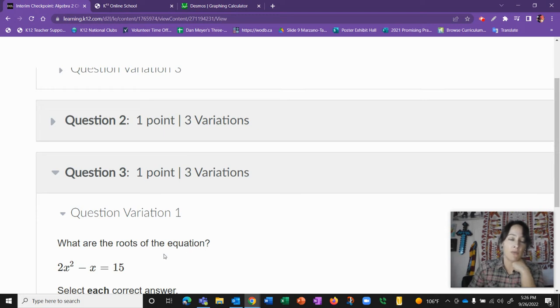Several options. You could factor. You could put it in standard form, use the quadratic formula. You could put it in standard form, remember setting it equal to 0, and graph it.